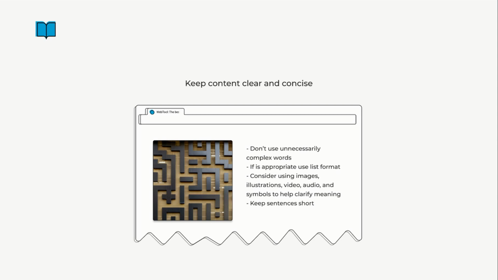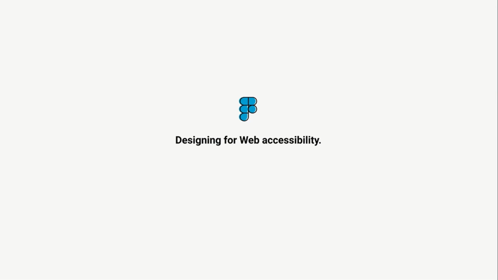Keep sentences short. Don't make them large and large and large. Just separate them and make sure that they are short. At the end of the video, I'm going to show you some tools that can help you with this kind of stuff. And then we're going to talk about the design part of your website and how you can implement some web accessibility techniques there.